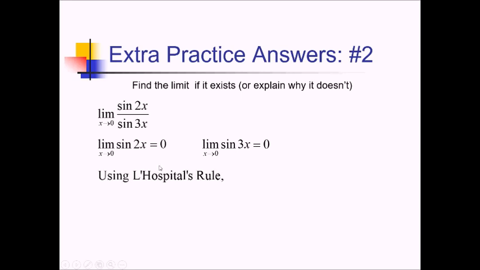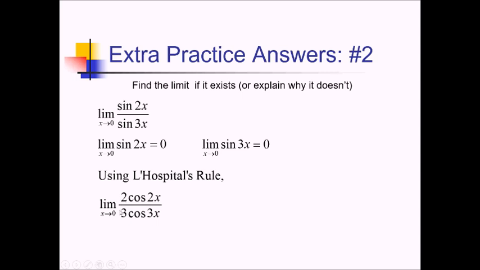So using L'Hopital's rule now, because the numerator and denominator have both been shown to have limits of 0, we're going to take the limit as x approaches 0 of the derivatives. For the numerator, using the chain rule, this is going to be 2 cosine of 2x. And for the denominator, same deal, except now we're going to have 3 cosine of 3x.